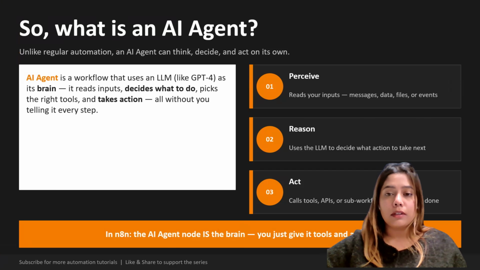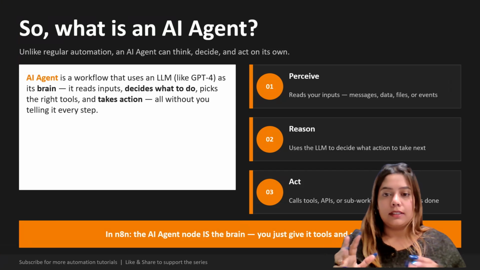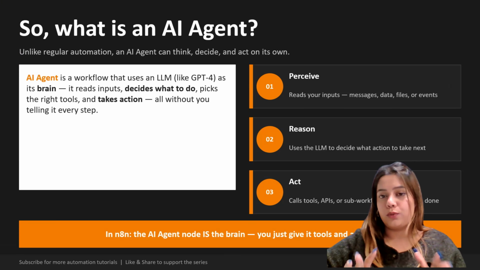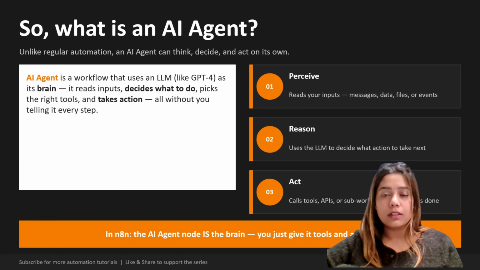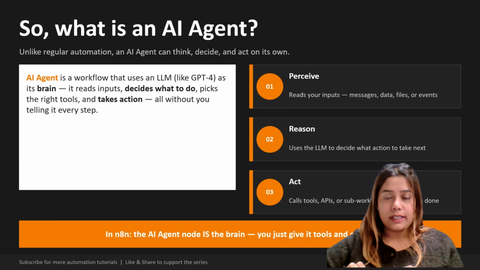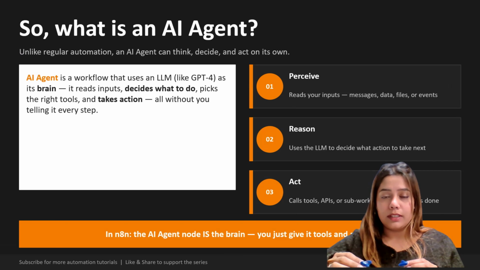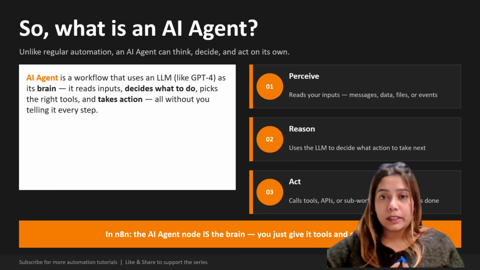First up, we'll try to understand what an AI agent is. Think about it like this: you have a regular automation. When you do any regular automation, which you would start doing soon in the course, you have to define every step. So if this happens, do X, else do Y. But an AI agent works differently.